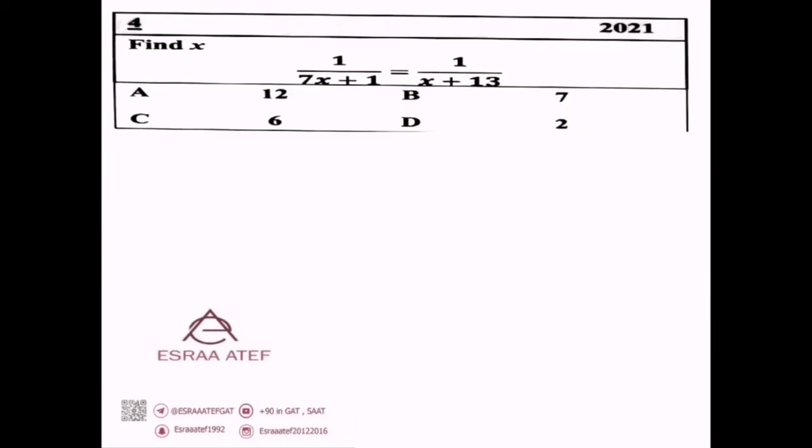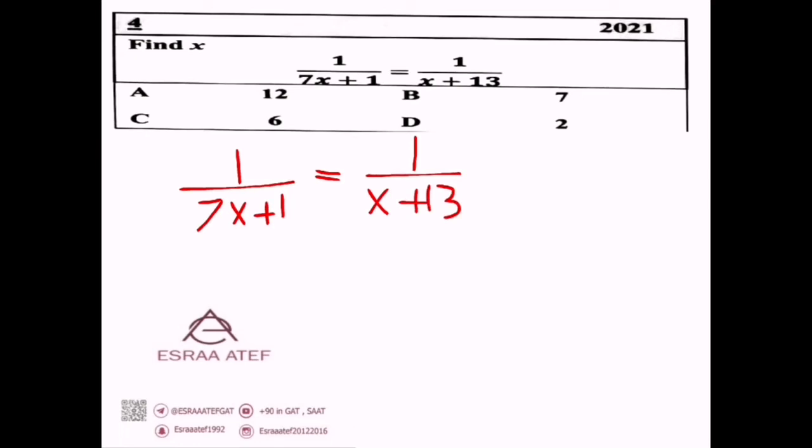Here it's a very easy problem, which is 1 over 7x plus 1 equals 1 over x plus 13, which means that we will cross multiply. So 7x plus 1 equals x plus 13.